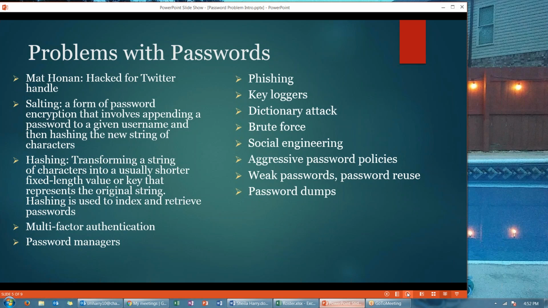You would have read about multi-factor authentication. And of course, there's security questions. There's all the way to biometrics. In the text, you read about password managers. You read about phishing, keyloggers, dictionary attack, brute force, social engineering, aggressive password policies, weak passwords and password reuse, and then password dumps. So all of these are going to be things that you're going to need to be familiar with from the text before you begin your case analysis.